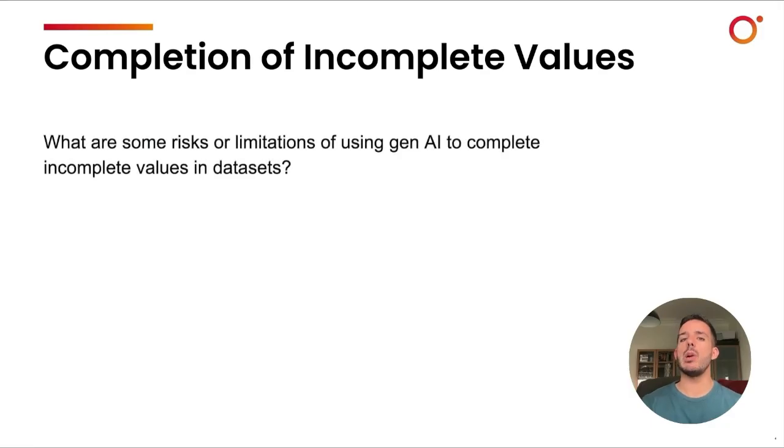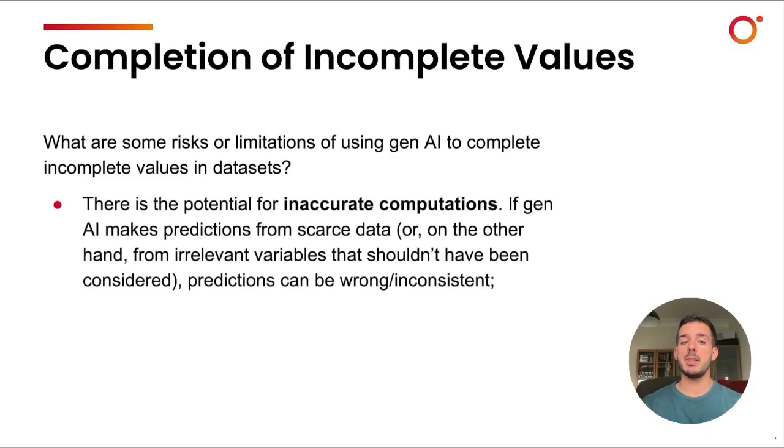And as usual, we also have risks and limitations when using generative AI to complete incomplete values in datasets. One of these is that there is the potential for inaccurate computations, for all of the reasons that we've stated here, right? So if generative AI makes predictions from scarce data or from irrelevant variables or from errors that were not fixed in the dataset, then the predictions can be wrong or inconsistent. This is one of those cases where the maxim of garbage in, garbage out applies, right?